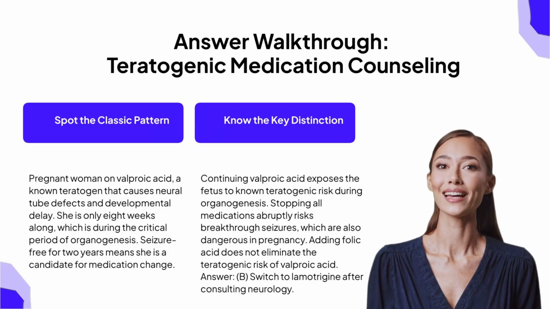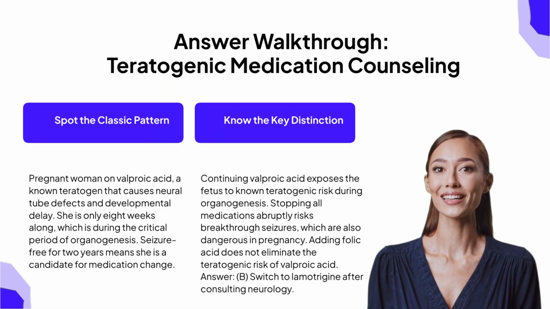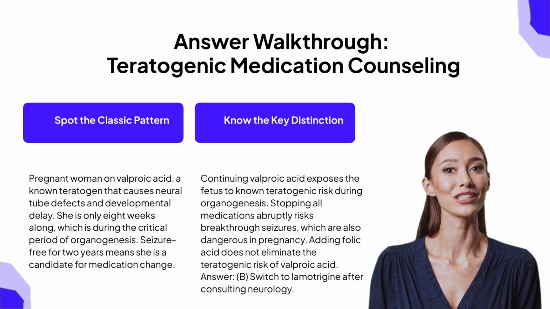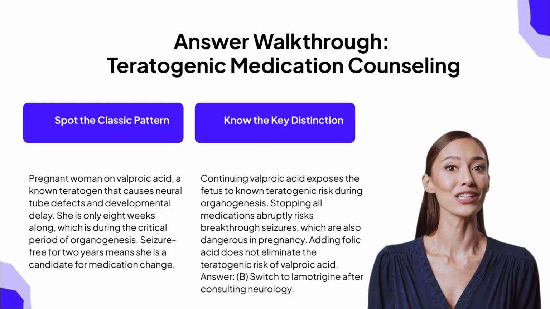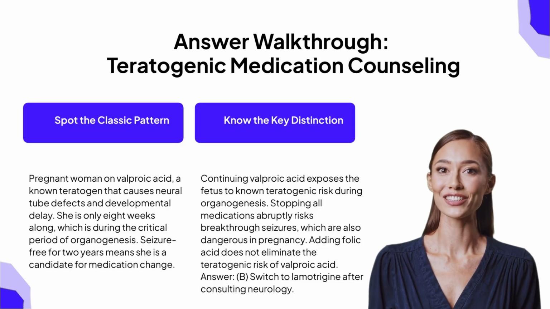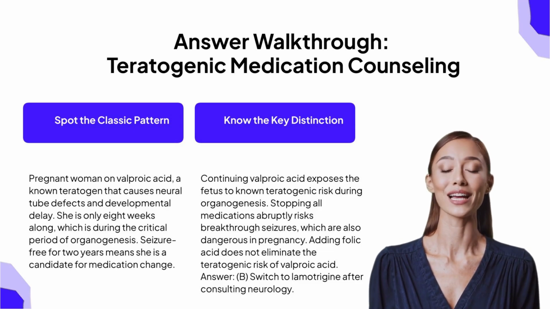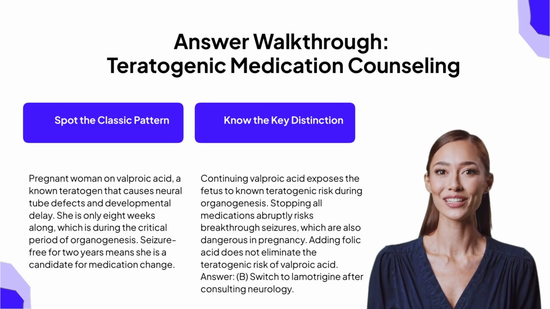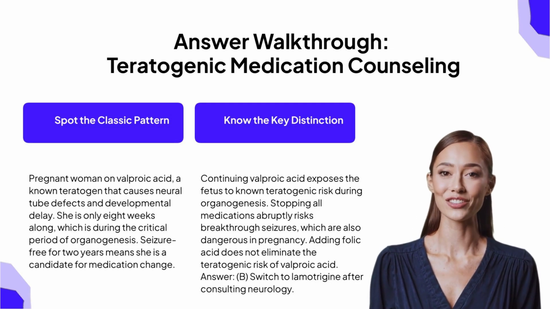The classic pattern here is a pregnant woman on valproic acid, which is a known teratogen that causes neural tube defects and developmental delay. She is only 8 weeks along, which means she is in the critical period of organogenesis when the fetus is most vulnerable to teratogenic effects. The fact that she has been seizure-free for 2 years is important because it means she is a good candidate for a medication switch. Now the key distinction.